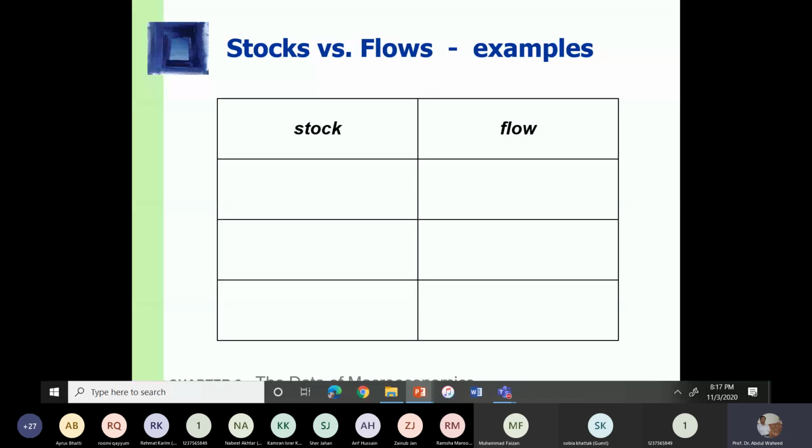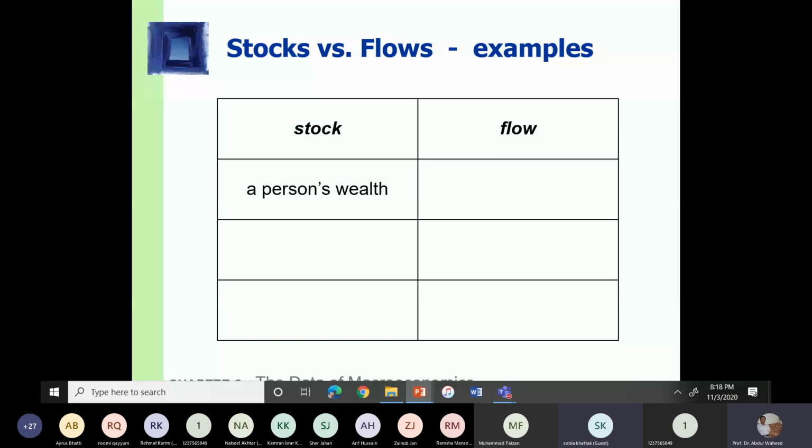I will give you one example of how to differentiate between stock and flow. If this is the stock, a person's wealth, what would be the flow variable? Wealth is a stock variable, then what? So it's income. Personal income. Income of the person.